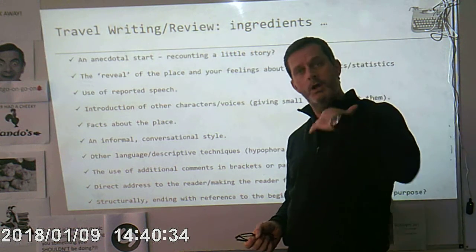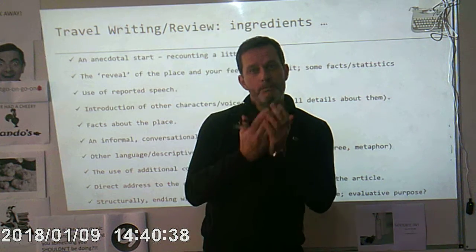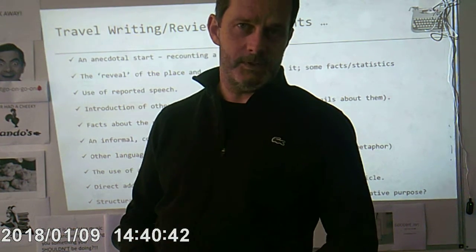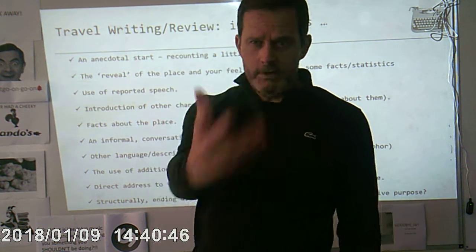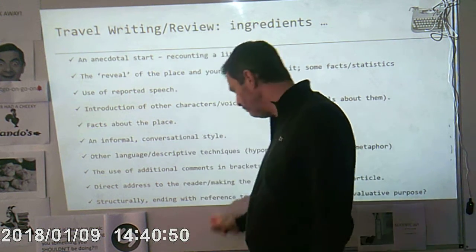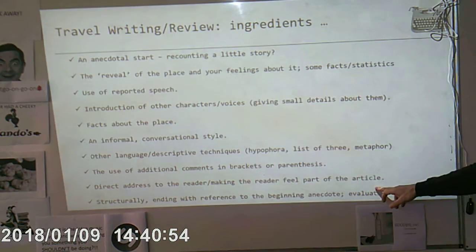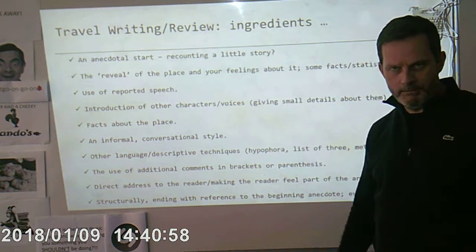This is what I think is, obviously and ideally in terms of purpose, trying to persuade or dissuade you from the merits of going to a particular place, if it's a piece of travel writing. So it might be you are saying, this is what I think, I really recommend that you go there. Or this is what I think, I wouldn't touch it with a barge pole. But it is very much a case of you and them. Okay? Structurally, ending it with some reference back to your beginning anecdote.